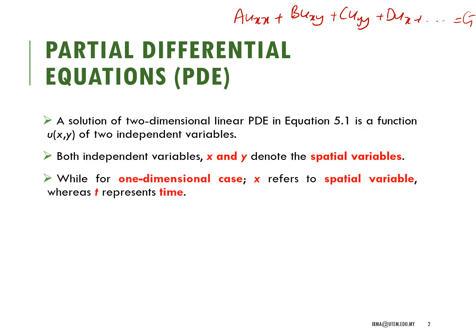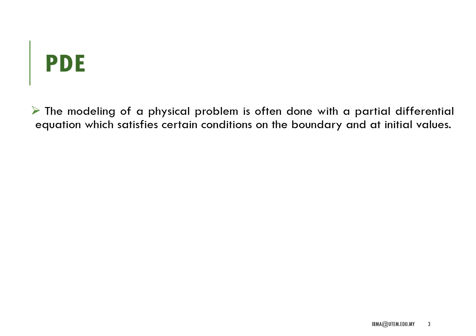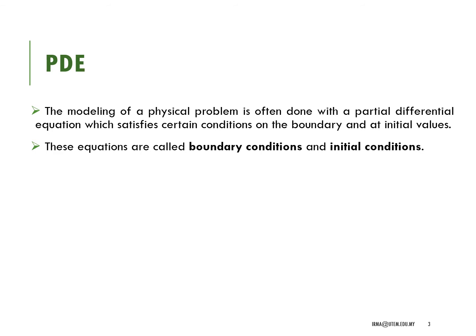While for the one-dimensional case, where we have x and t as the independent variables, x refers to the spatial variable, which is space, whereas t represents time. I have explained this to you in the previous part. The modeling of a physical problem is often done with a PDE, which satisfies certain conditions on the boundary and at initial values. These equations are called the boundary conditions and initial conditions.